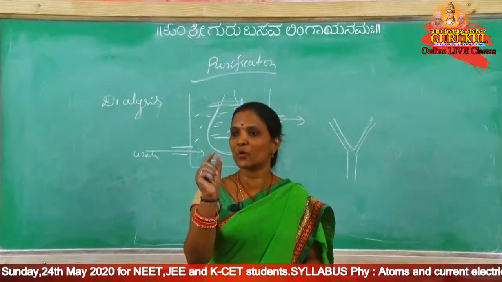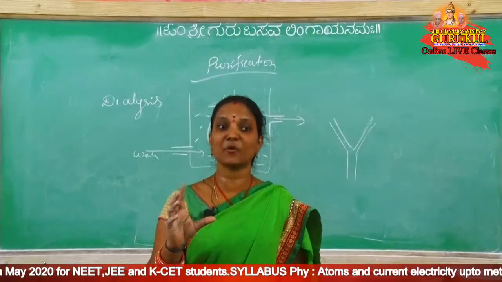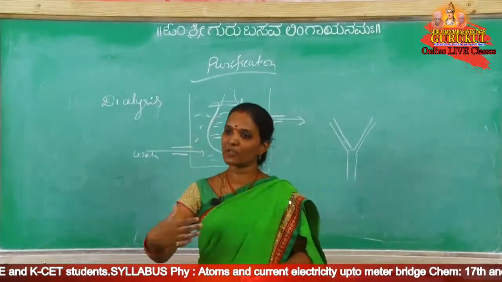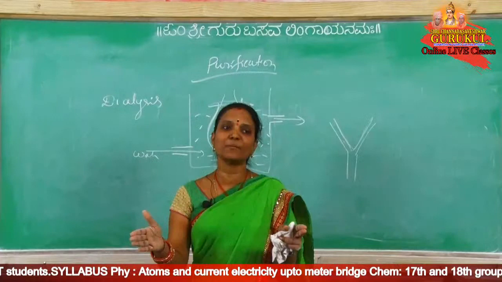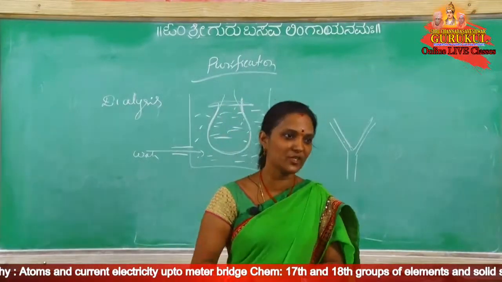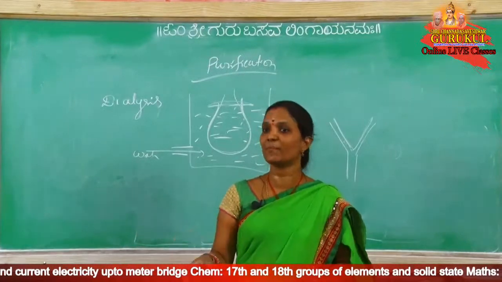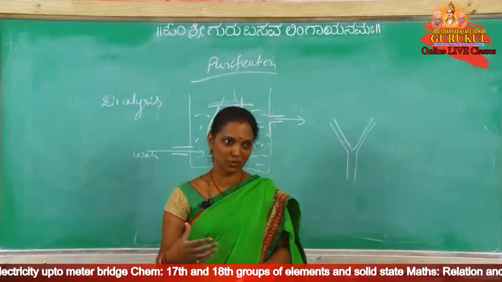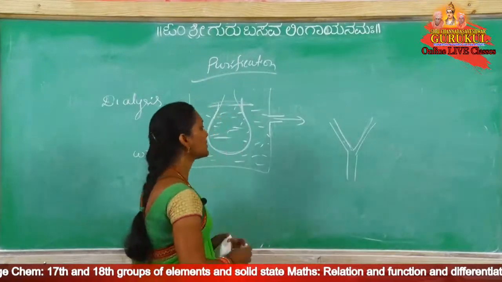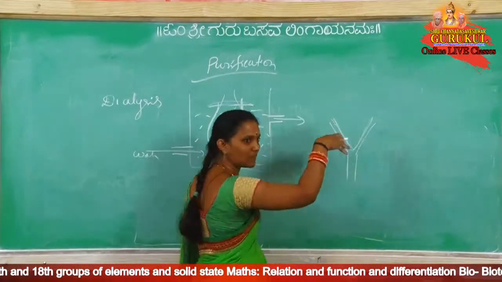What happens here? The pore size decreases. If the pore size is large, true solution particles come out and colloidal solution particles also come out, so we can't separate colloidal solutions and true solutions. Here, purification means we have to remove the crystalloids, nothing but true solution particles, that is solute and excess solvent also. With normal filter paper, both pass out.